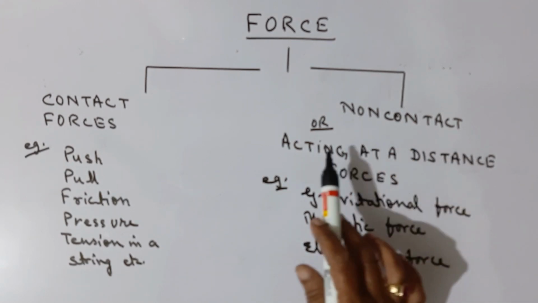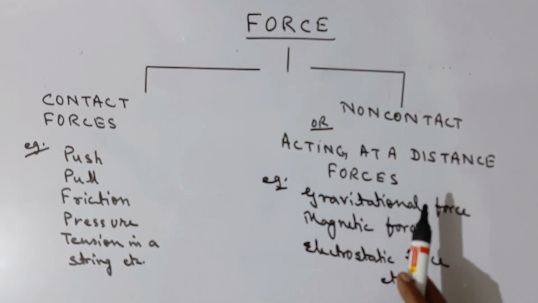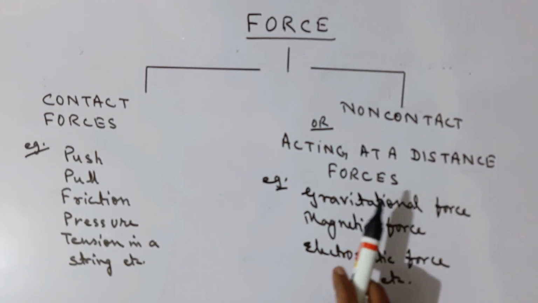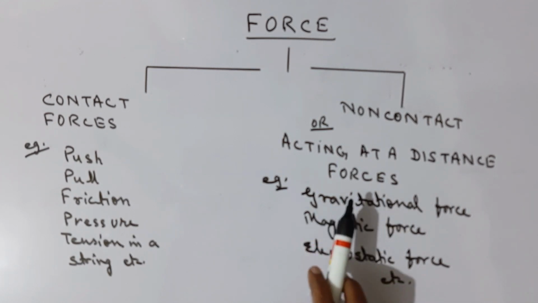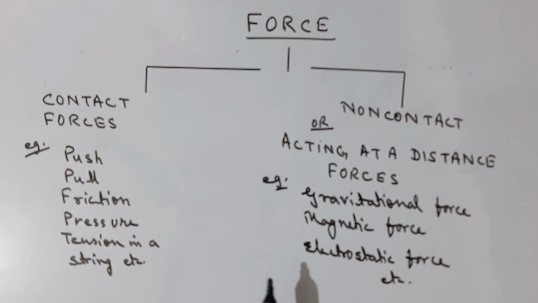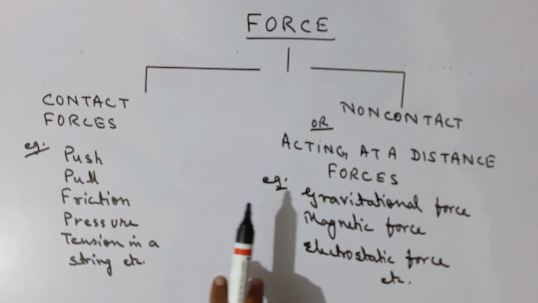And non-contact or acting at a distance forces are those forces which act even when the objects are not in direct contact with each other or they do not touch each other. These forces act from a distance as well. These forces are gravitational force, magnetic force, and electrostatic force, etc. Although there are four types of fundamental forces in nature, we are not going to study about all those. We will study only about those forces which obey Newton's laws of motion.